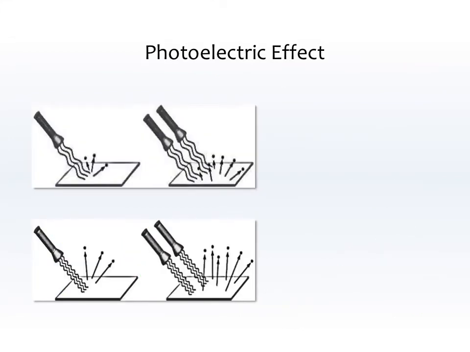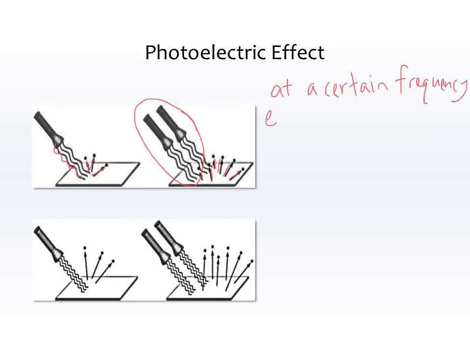At a certain frequency, however, when the light becomes a certain frequency, electrons begin to be ejected when that light hits the metal. So if I had 2 flashlights worth of light, or I increased the intensity at the same frequency, notice I'm going to get more electrons being ejected, but they all have the same speed. None of them are going any faster than any of the others. At a certain frequency, electrons begin to be emitted.